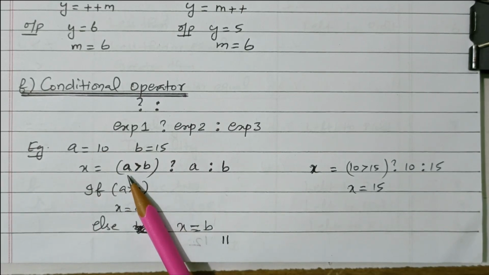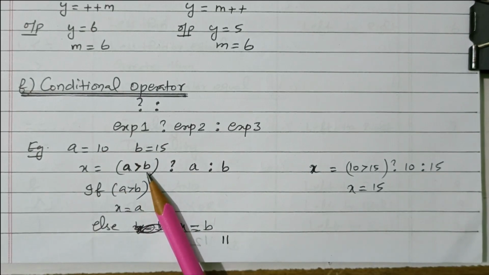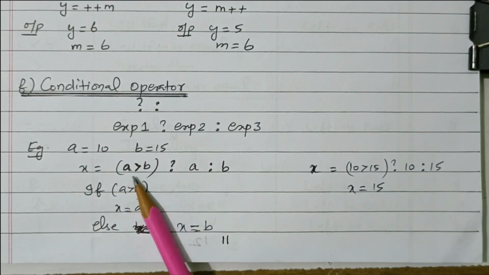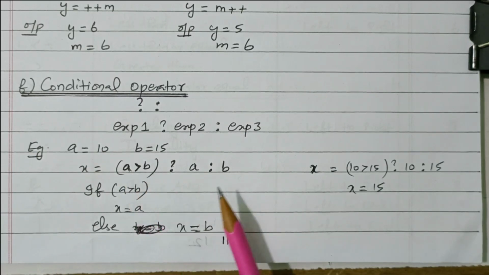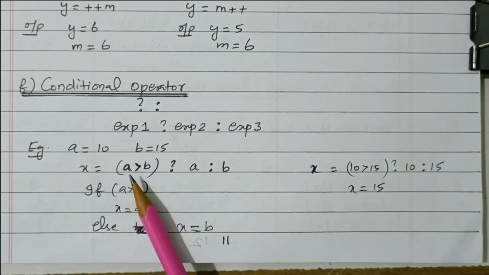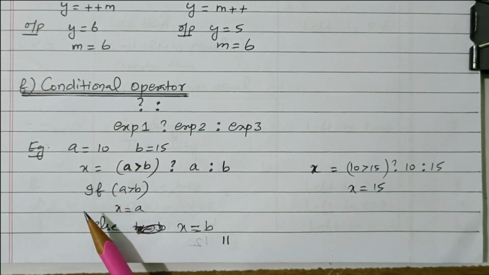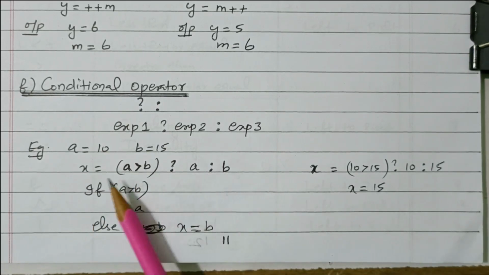Here a equal to 10 and b equal to 15. Right? So this condition is false, because a is lesser, b is greater. So b will be stored in the value x. b is nothing but 15. That is the aim of this expression, the greatest value is stored in the variable x. So b, 15, will be stored in this.